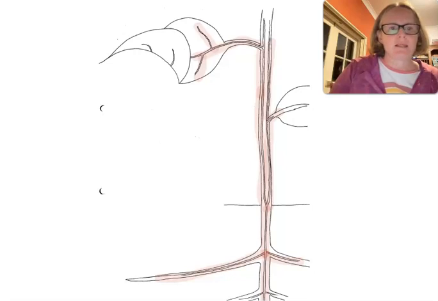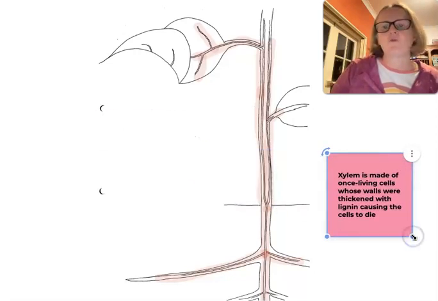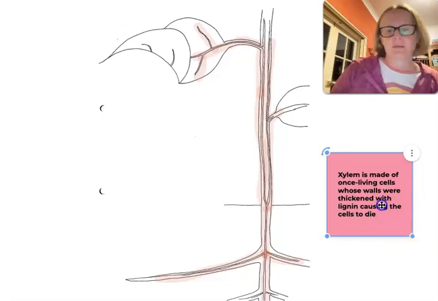So xylem is once living cells whose walls have been thickened with lignin, which is a type of carbohydrate. You mostly meet lignin when you think about wood, but it's the same chemical. The cells for the xylem become so thickened that they actually become waterproof and the contents of the cell dies. So you end up with a hollow straw-like structure connecting the whole plant together. So that's what xylem is.